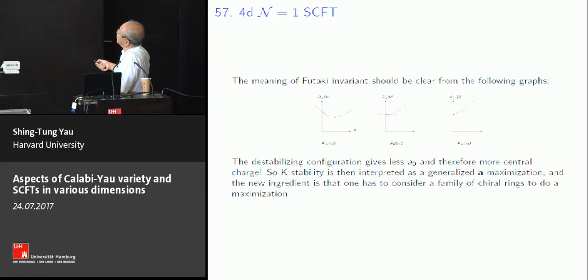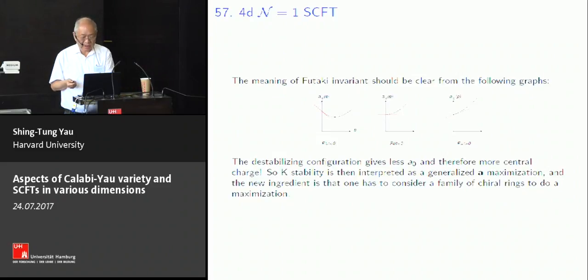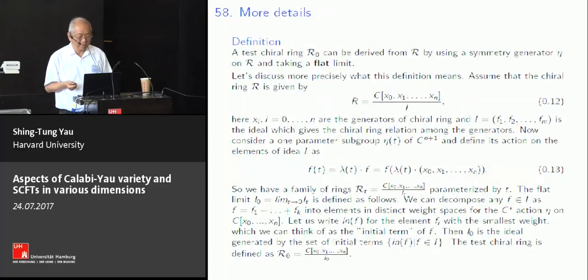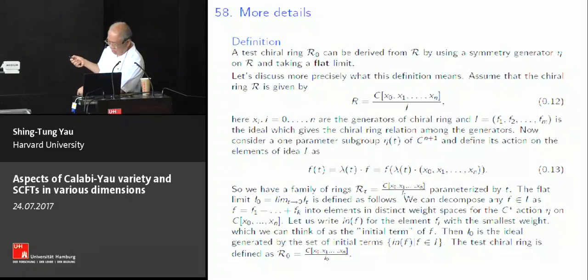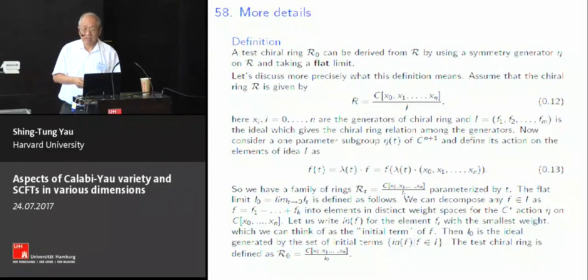So K-stability is then interpreted as a generalized A-maximization. We studied that with James Park and Martelli. And the new ingredient is that one has to consider families of chiral rings to do the maximization. So this gives rise to some geometric understanding of the superconformal field theory that comes up. Now there are more detailed explanations to all this, but let me not do that. Just stop here. Okay. Thank you.